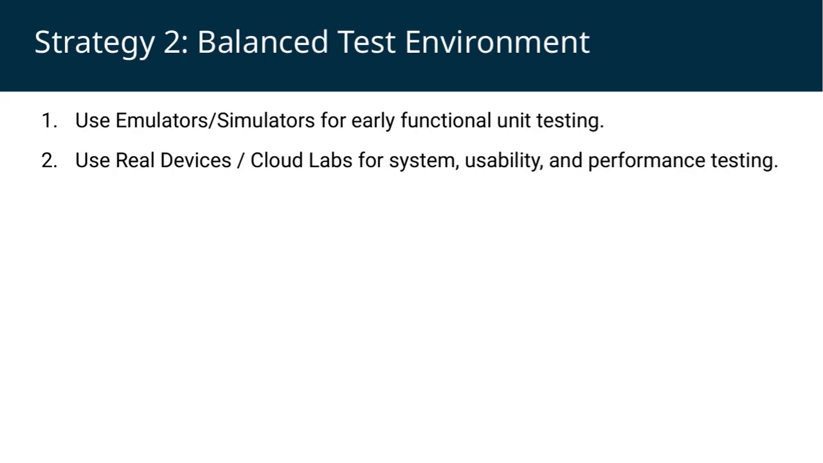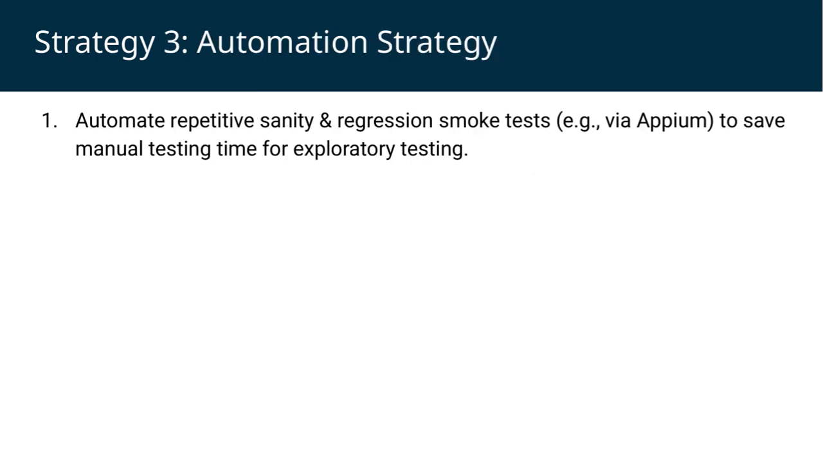When we start testing, emulators and simulators are our best friends for early functional checks. They let us catch issues quickly, without needing the actual hardware. But as we move forward, real devices and cloud labs become essential. That's where we test the full system, usability, performance, everything that really matters to the end user. This balanced approach ensures we're thorough, efficient, and ready for anything. It's a strategy that keeps testing smart and practical.